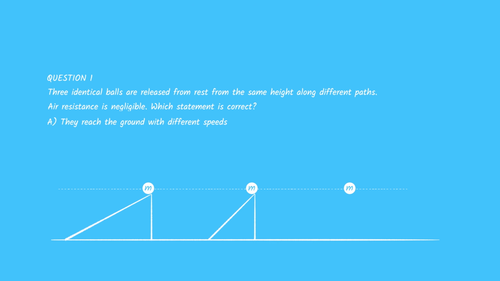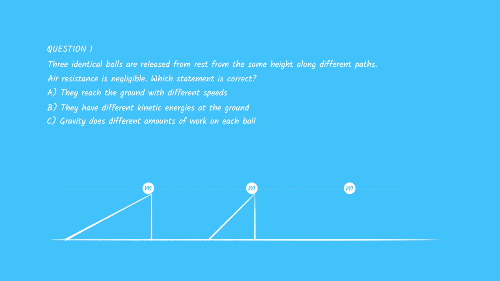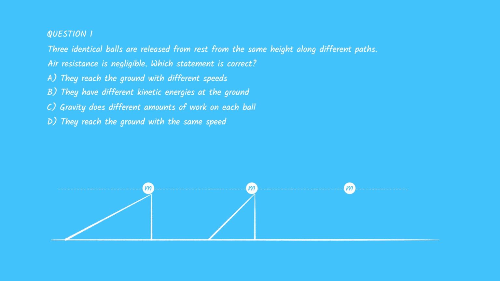A. They reach the ground with different speeds. B. They have different kinetic energies at the ground. C. Gravity does different amounts of work on each ball. D. They reach the ground with the same speed. Take a moment, pause the video, and see if you can solve it yourself.